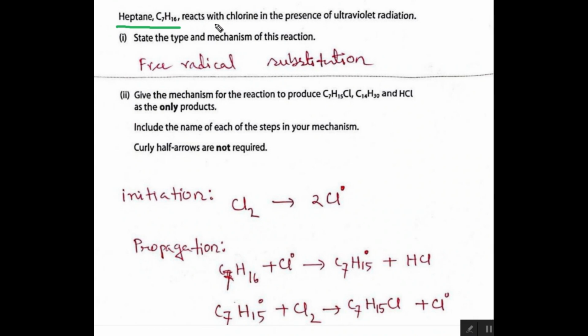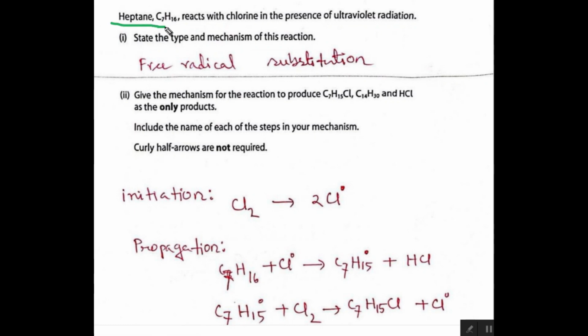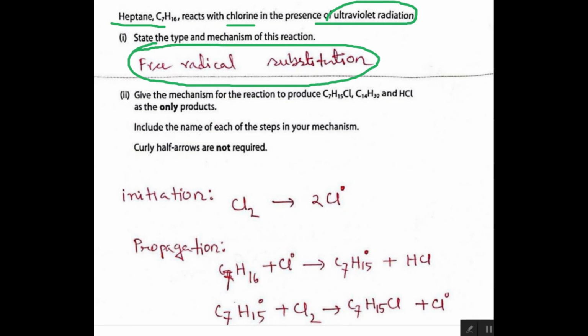Heptane reacts with chlorine in presence of ultraviolet radiation. State the type and mechanism of this reaction. Free radical substitution reaction. So when heptane reacts with chlorine in presence of ultraviolet light, this reaction type is free radical substitution reaction.